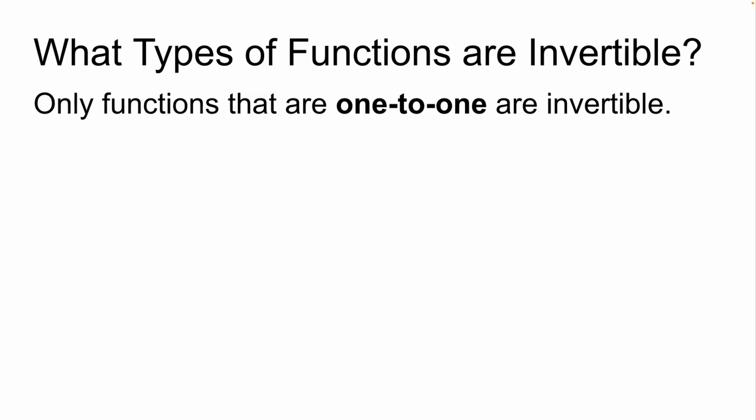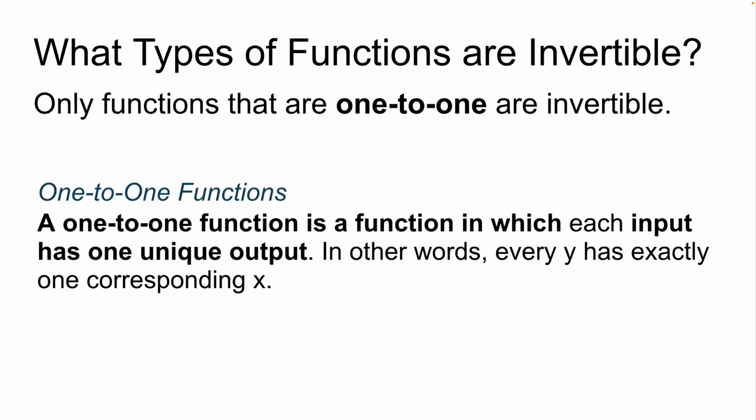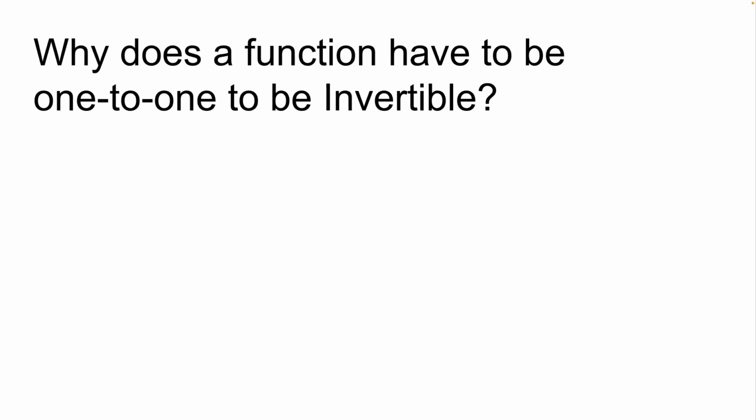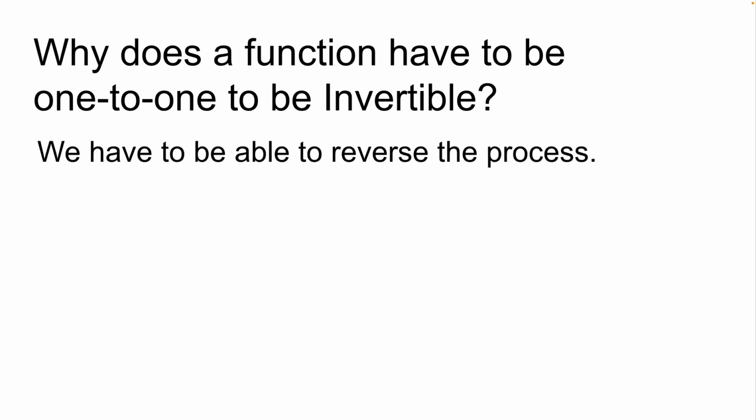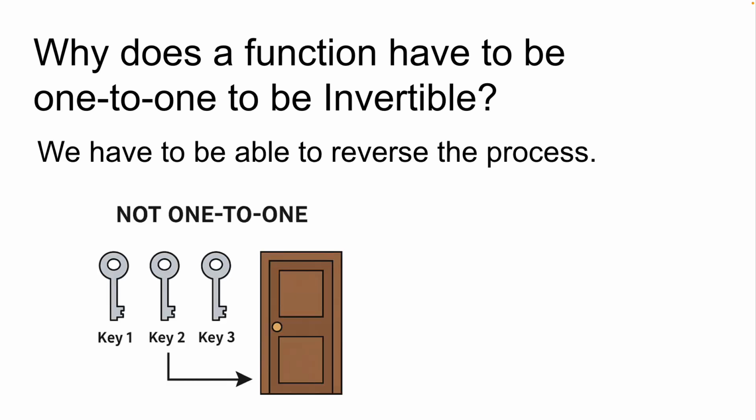Only functions that are one-to-one are invertible. A one-to-one function is a function in which each input has one unique output. In other words, every y has exactly one corresponding x. Well, why does a function have to be one-to-one to be invertible? Well, we have to be able to reverse the process. Let's take a look at a process that's not one-to-one.